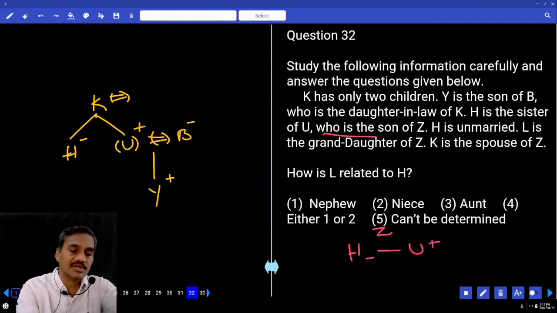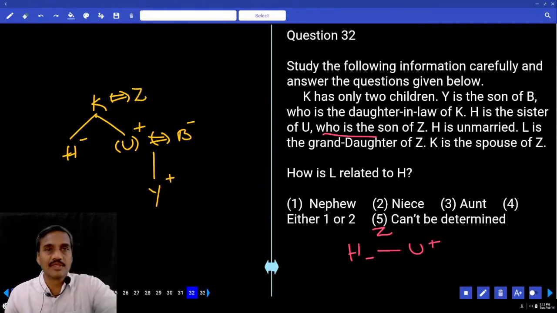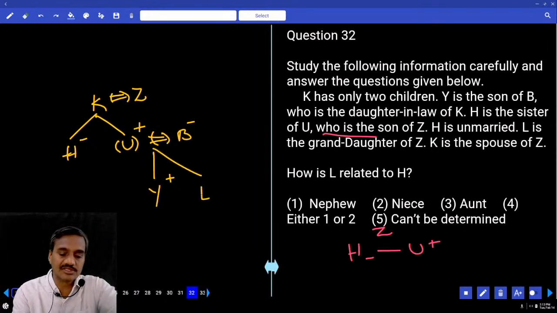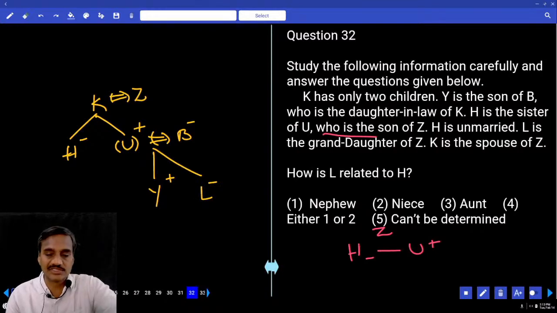Son of Z, and Z must be here. U is the son of Z, and H is unmarried. L is the granddaughter of Z. One, two, three, four, five, six, seven persons were done. And K is the spouse of Z.